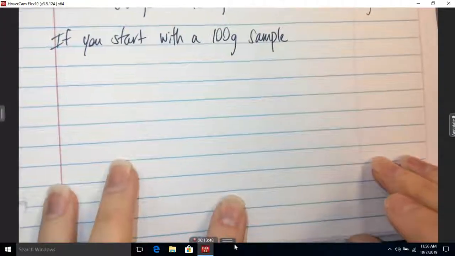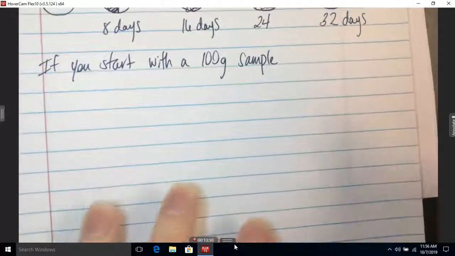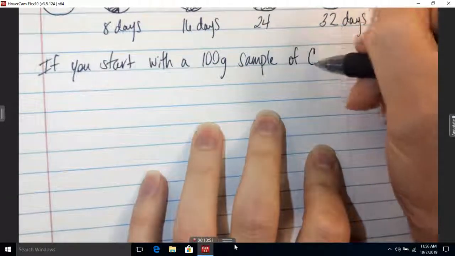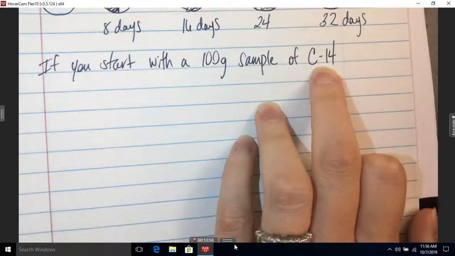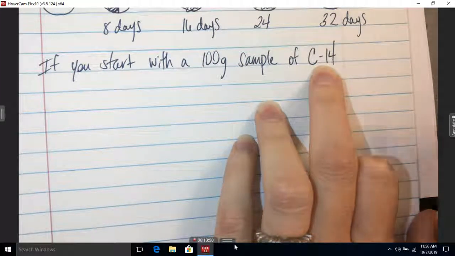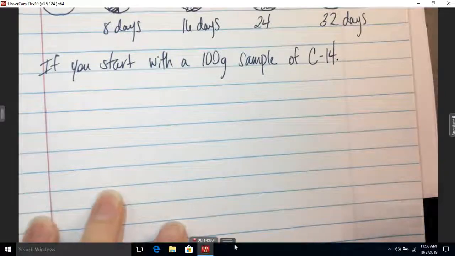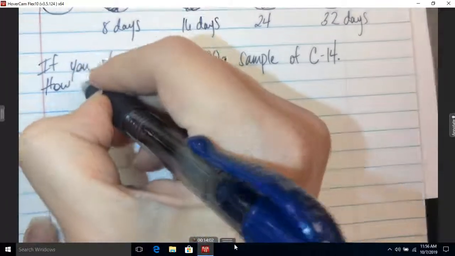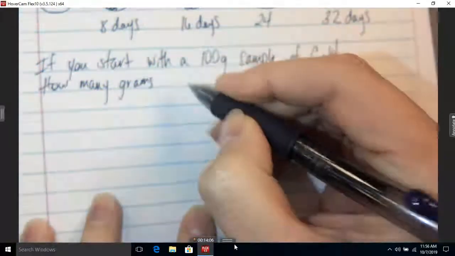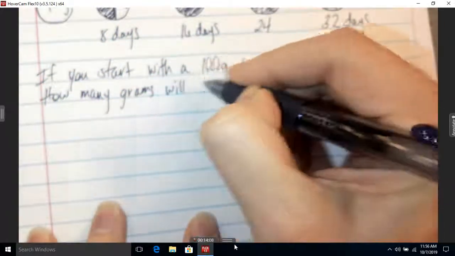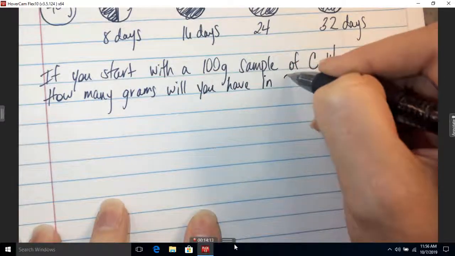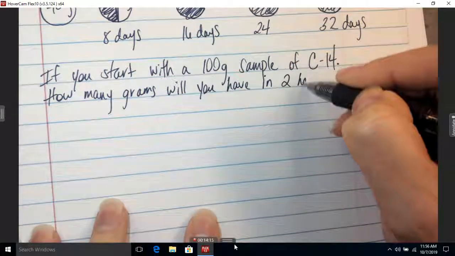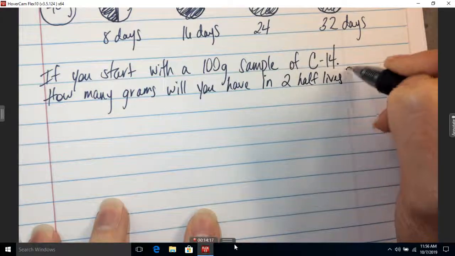If you start with a 100 gram sample of this, what's this? Read this to me. Carbon 14. How many grams will you have in 2 half-lives?